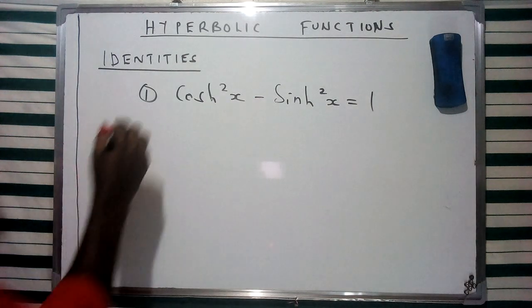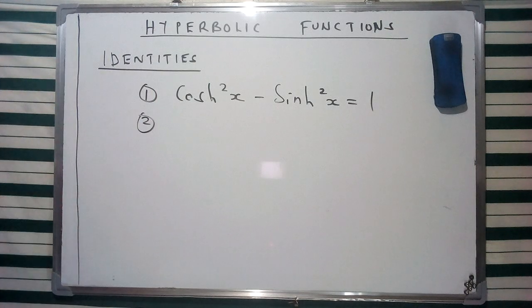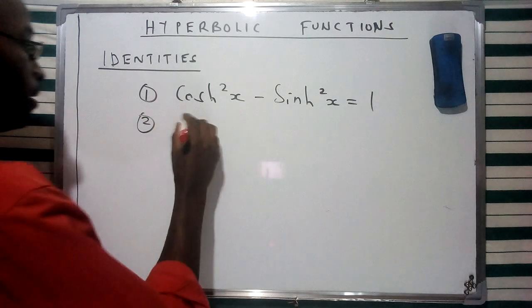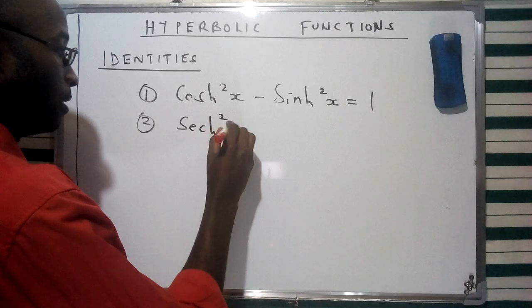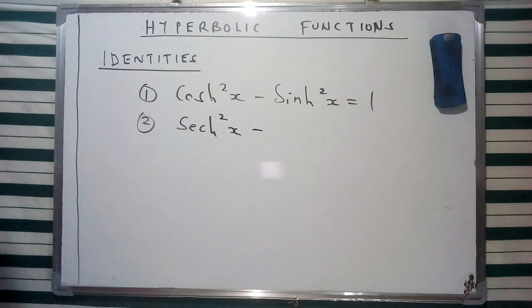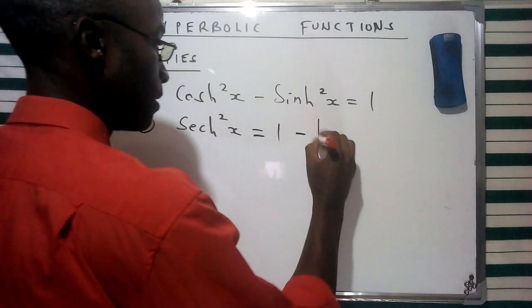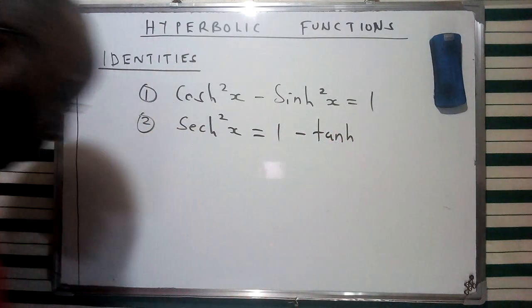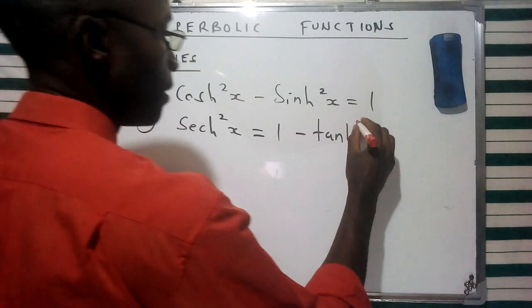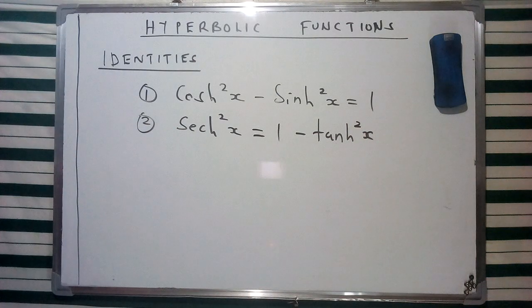And for the second one, we can represent another identity whereby the square of the sech of x is equivalent to 1 minus the square of the tanh of x. So that's a second identity from the hyperbolic functions that we're going to encounter.